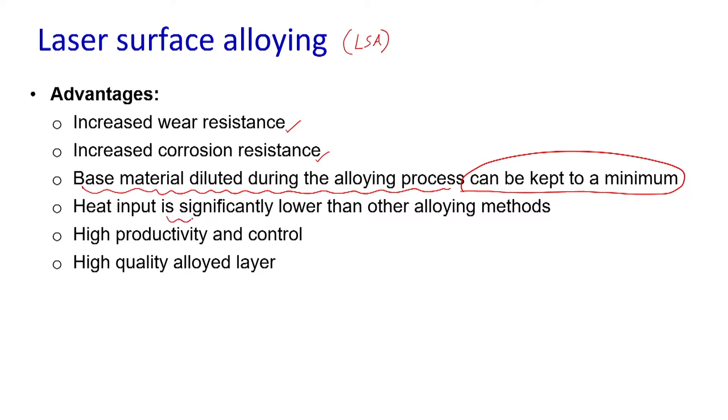The heat input is significantly lower than the other alloying methods. In other alloying methods such as thermal spray or plasma based surface alloying, we have to apply enormous energy, and that energy will be utilized for the coating as well as changing the material properties, but that is affecting the material properties of the substrate material even, because there would be a high HAZ, high heat affected zone. So that can be reduced by having the controlled irradiation. Therefore, the heat input is comparatively low in the laser based surface alloying. The productivity is high and we can easily control it, which we have already seen, by using CNC technology, and we can get a very high quality alloyed layer by using laser based surface alloying.